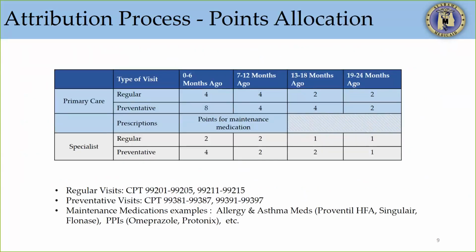Now we're going to go into a little more detail on how the point allocation system will work in attribution. There are three primary components as seen on this table.